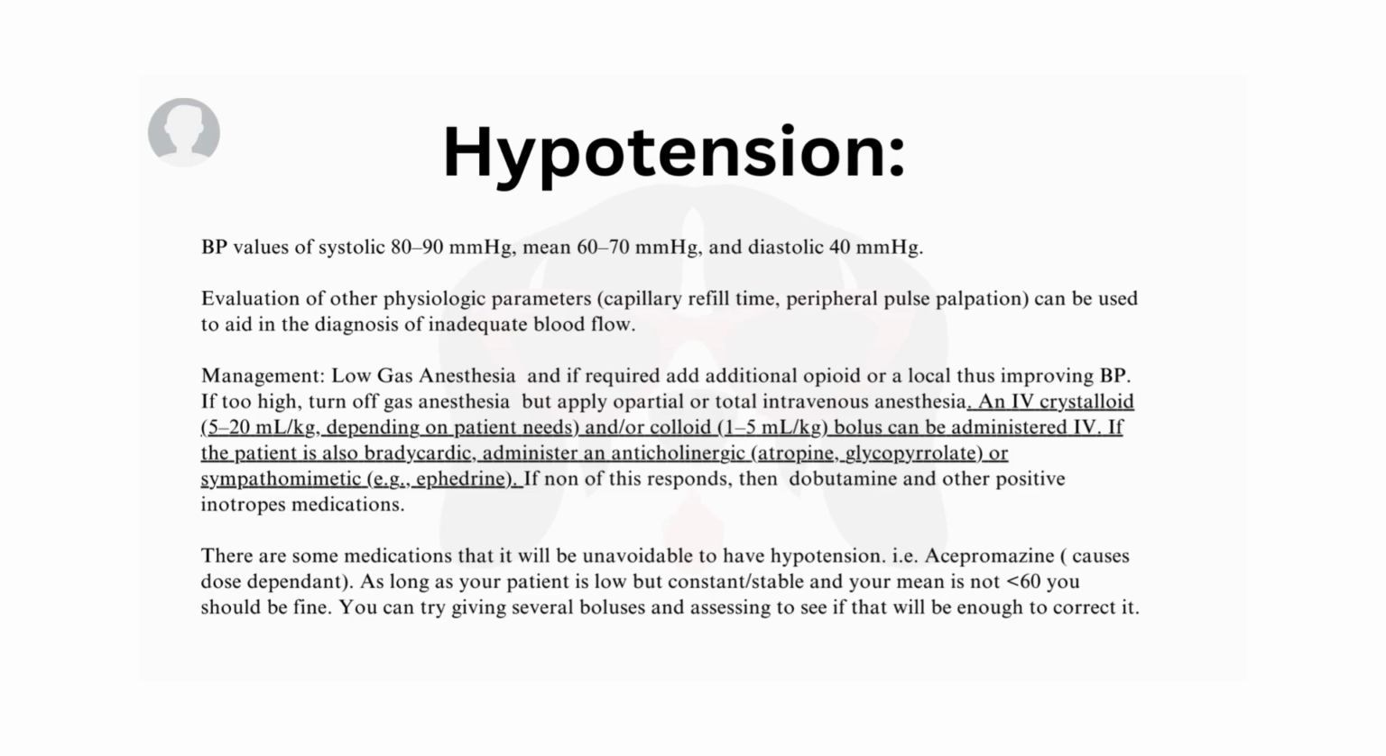After that, you want to give some IV boluses. You can use 5 to 20 ml per kg depending on the patient's needs. If this does not fix your hypotension, then you can lower your gas anesthesia and use an additional dose of opioid. That way, your patient's anesthesia requirement is lower.